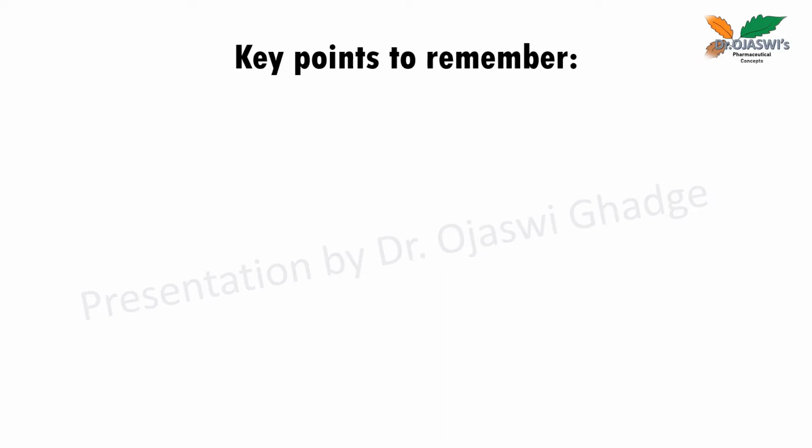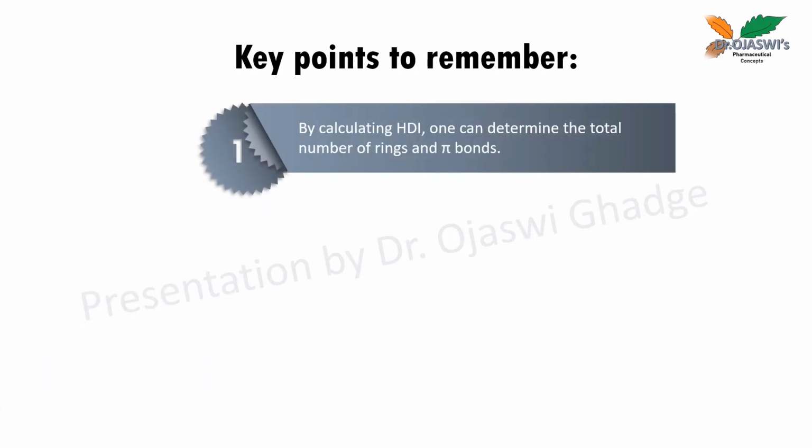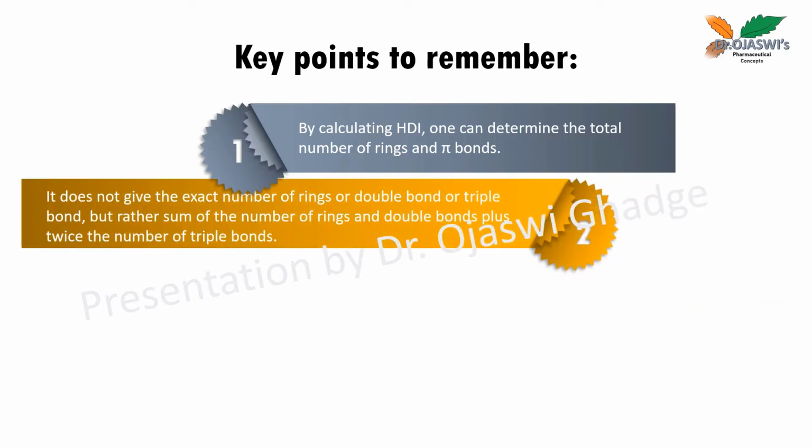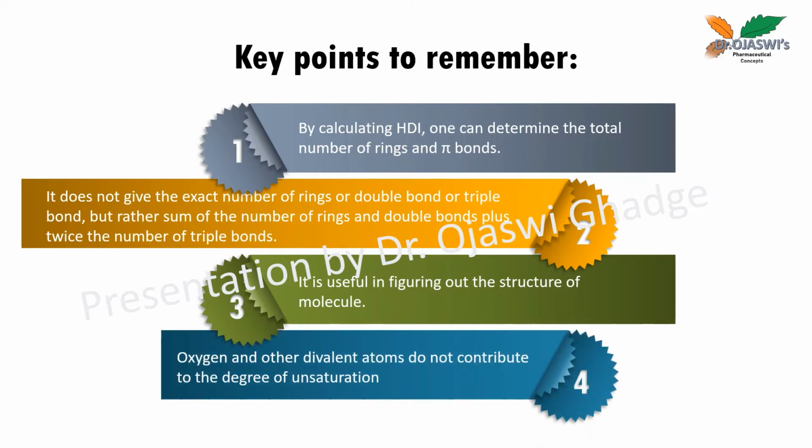Before we begin, these are some key points we have to remember about hydrogen deficiency index. By calculating HDI, we can determine the total number of rings and pi bonds. It does not give the exact number of rings or double bonds or triple bonds, but rather it is the sum of the number of rings and double bonds plus twice the number of triple bonds. It is useful in figuring out the structure of molecules. And oxygen and other divalent atoms do not contribute to the degree of unsaturation.